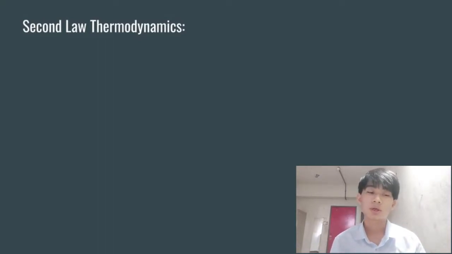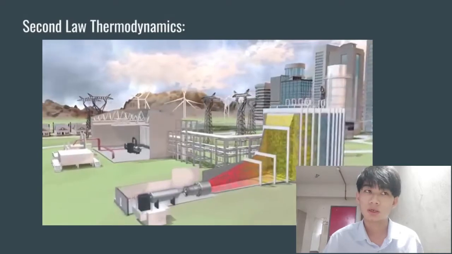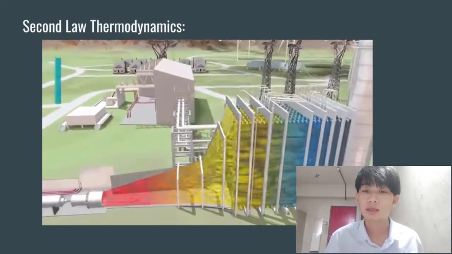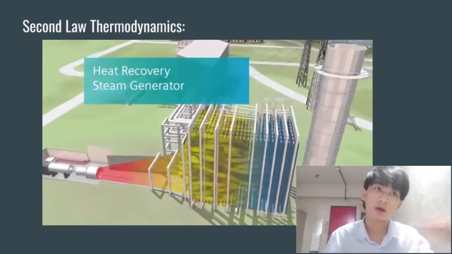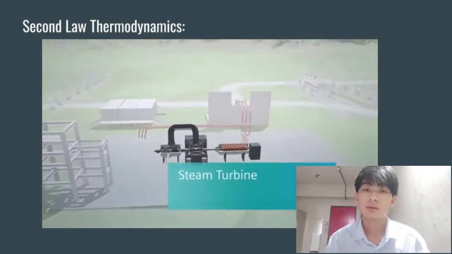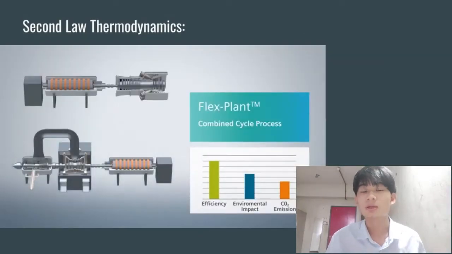Next, I will be talking about the second law of thermodynamics related to our application, the gas turbine power plant. Basically, it is all about energy being directional and irreversible. As we all know, there is no such thing as a 100% efficient machine. So most gas turbine power plants are connected to a boiler, which is then connected to another steam turbine, so there is a much higher efficiency in producing electrical energy.